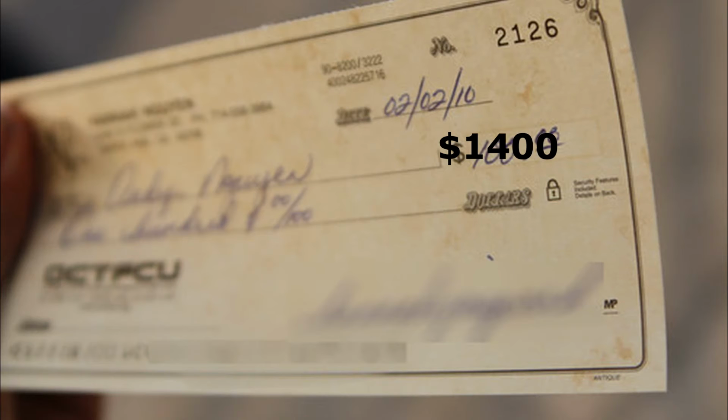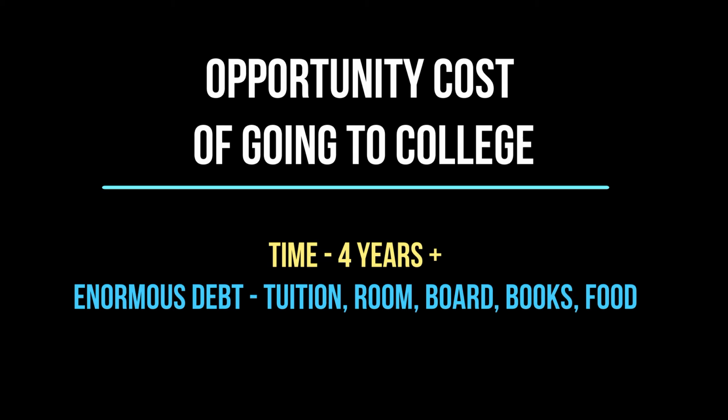My first take-home check from teaching for 1 month was $1,400. I'll never forget it. You can imagine what my student loans were at the time. I had 3 children, daycare costs to endure, electricity, sewage, garbage, gas, car loans, and rent. If I didn't have a husband, it would have been impossible for me to survive. The opportunity cost of going to college for 4 years is enormous debt, as well as the cost of tuition, books, room and board, and other expenses.